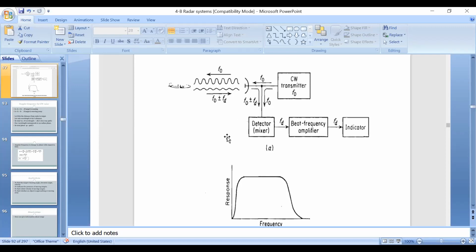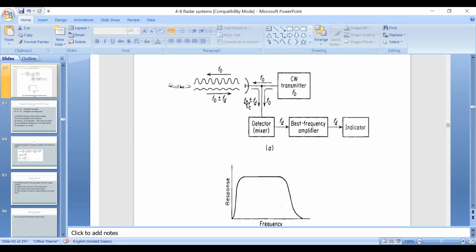That was one drawback of this continuous wave Doppler radar, right? Another main drawback is that it cannot measure the range of the target. It only gives the speed of the moving target, right? So this is the second drawback, and we have a third drawback.